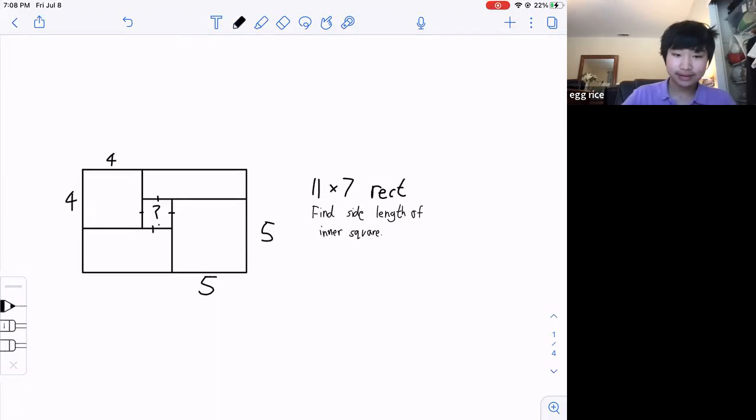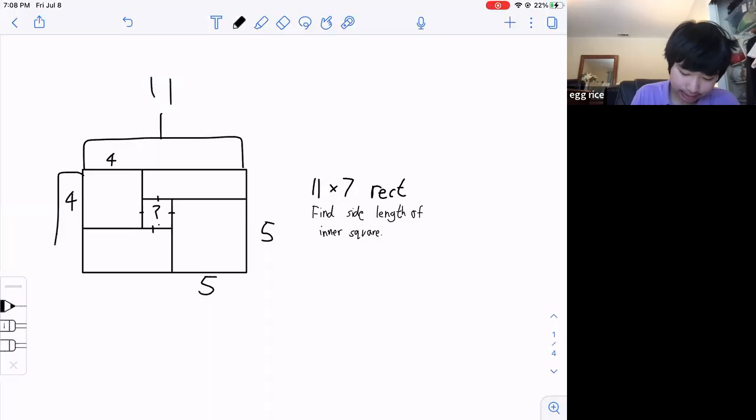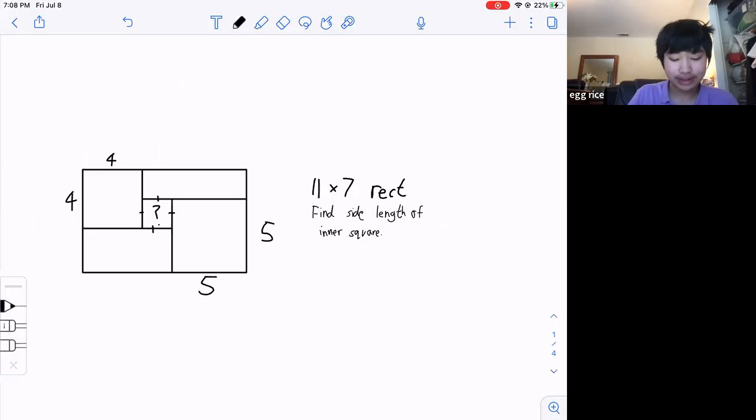So instead of telling you guys the side lengths of these rectangles, we give you the total length of this entire rectangle. For instance, this length right here is 11. This length right here is 7. Does everyone understand that?